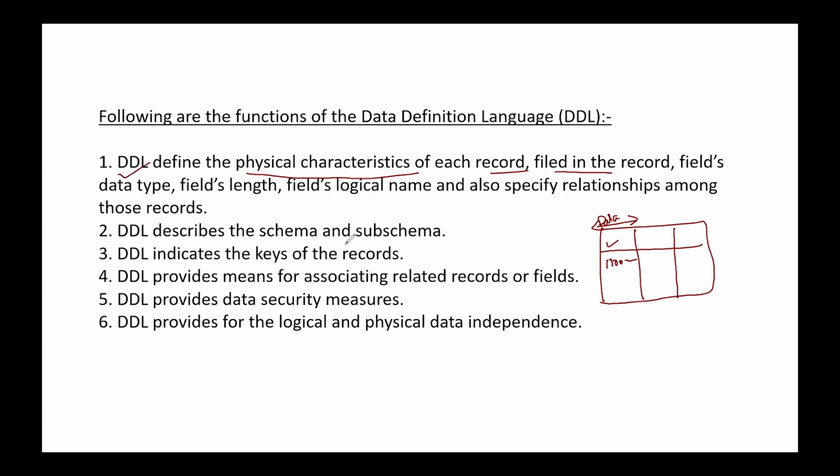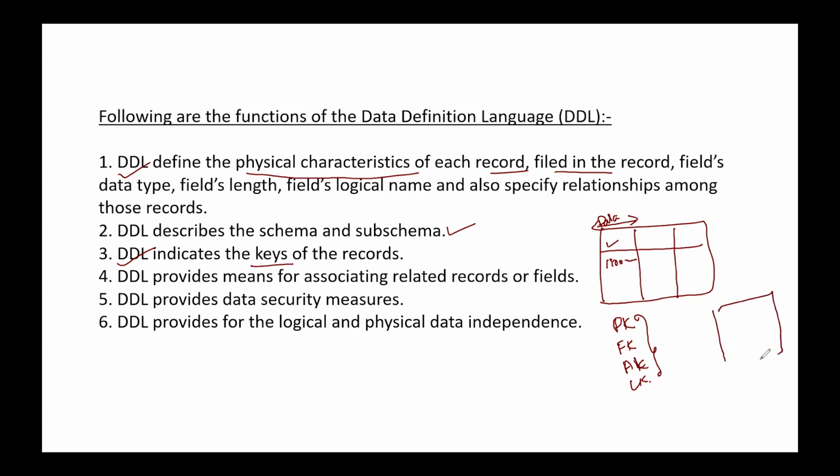Data definition language describes the schema and subschema. What is schema and what is subschema? That is also defined by the data definition language. DDL indicates the keys of the records. Whether it is a primary key, foreign key, alternate key, candidate key, all the types of keys we studied in the previous session, all these keys are defined by whom? By the DDL. DDL provides means for associating related records or fields.